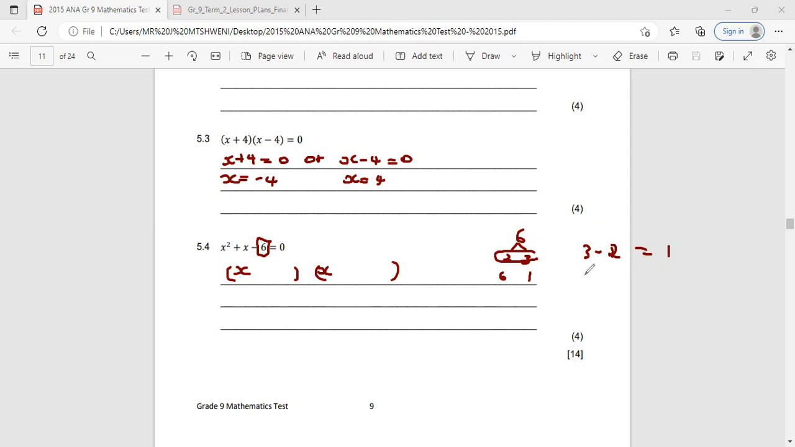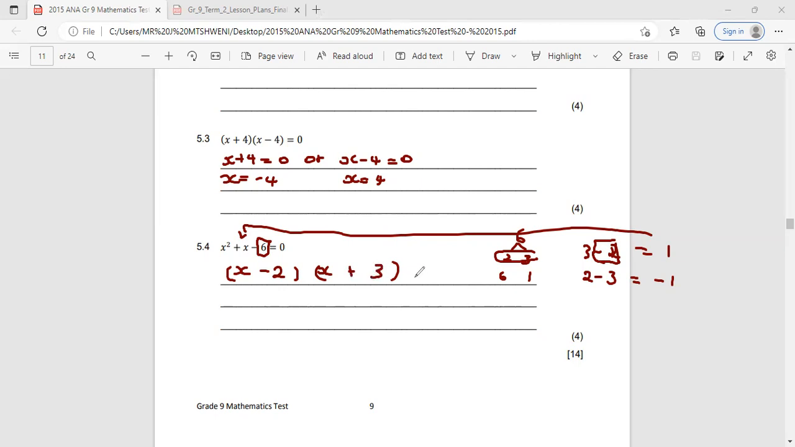But 2 minus 3 gives me negative 1, which means whenever I subtract, because of this negative sign, it should give me the middle term. So that's why it gives me positive 1. So 3 minus 2. Now notice, we're going to take 3 and 2, but we are going to take 3 and minus 2. They go with their sign. So I'm going to put minus 2 and put plus what? 3. Then equals 0.